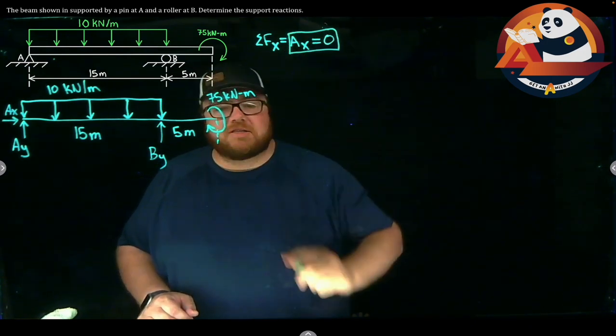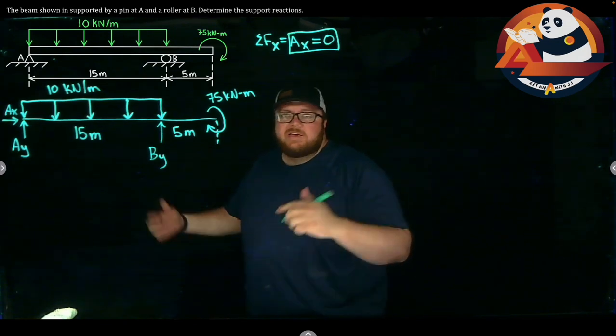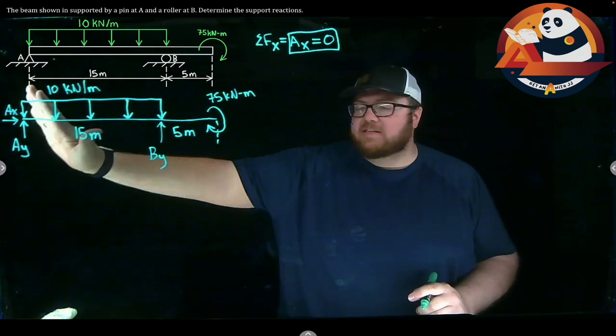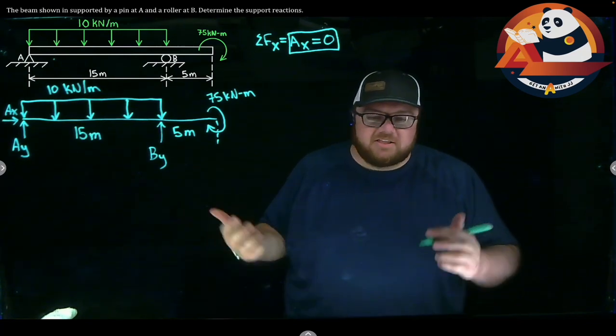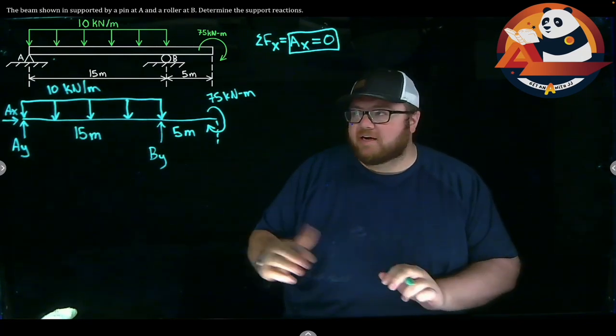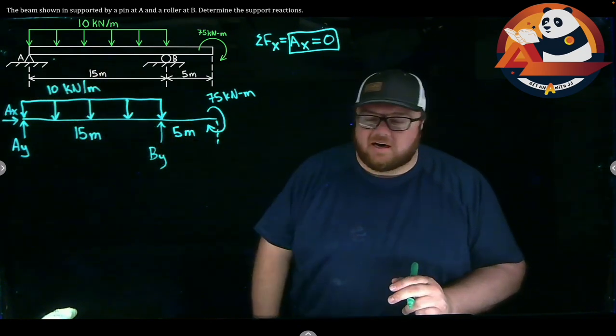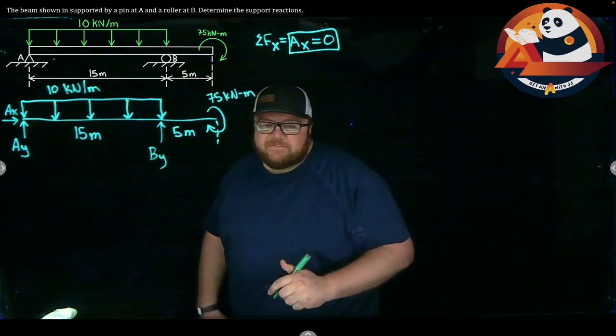As we move forward in our semester, hopefully your professor hits the point where they just say, just skip over this one. It's obvious on this that AX is 0. This is about the time with distributed loads where I start telling my students that. If it's obvious AX is 0, just leave AX off and move on. But let's go ahead and find the rest of them.